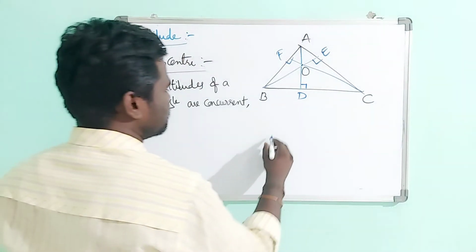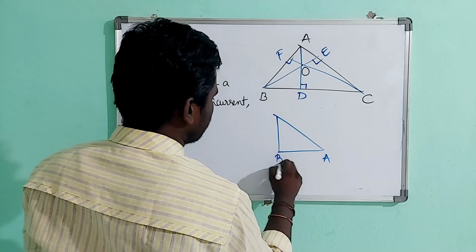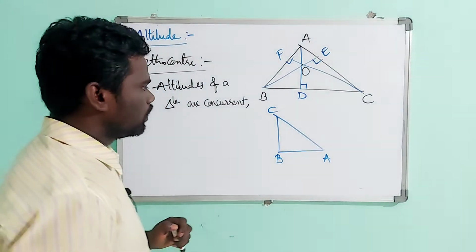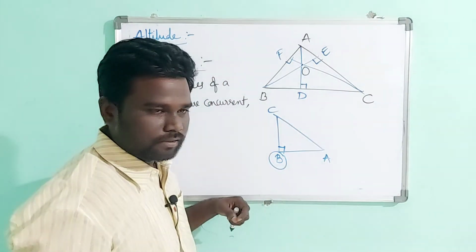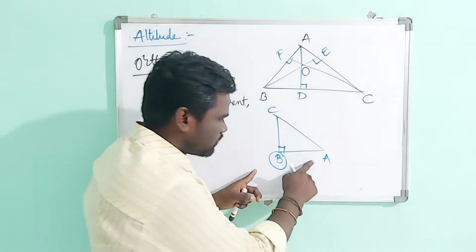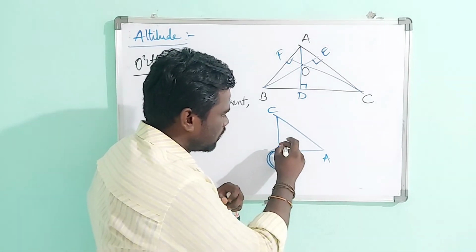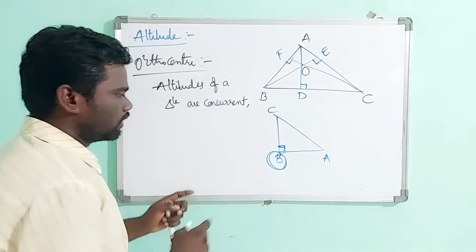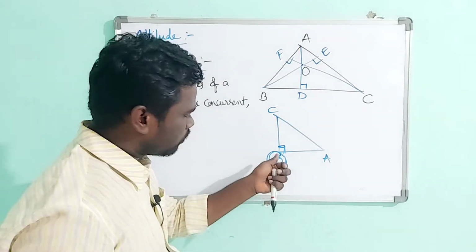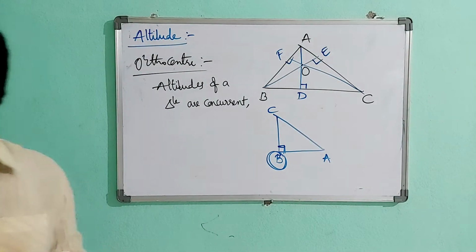Now move on to the next definition. In any right angle triangle, suppose it is ABC, the orthocenter is at the right angled vertex. So here in this right angle triangle, the orthocenter is B. Why? Because this vertex makes 90 degrees in this triangle. So the orthocenter is B, the right angled vertex. So this is about orthocenter.